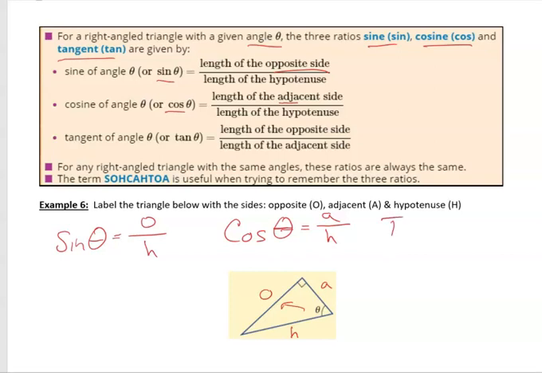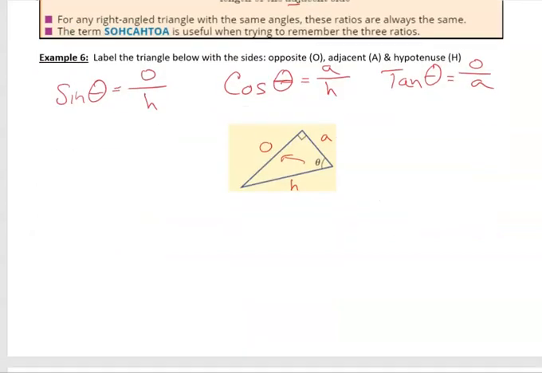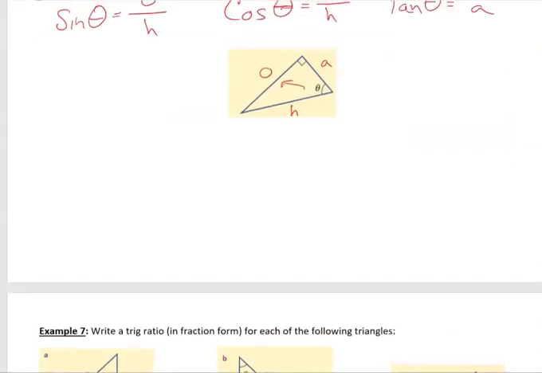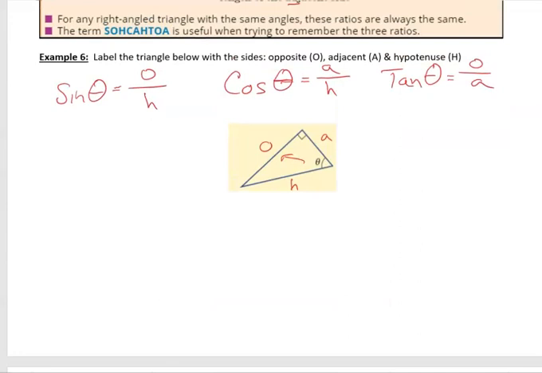And then finally, the other one is tangent. And what haven't we used yet? The tangent of theta, or tan theta, is equal to opposite over adjacent. So between sine, cosine, and tangent, we've used each of the three sides, and we've used them each a little bit differently. So this is a starting point for us. Label the triangle below with the sides.